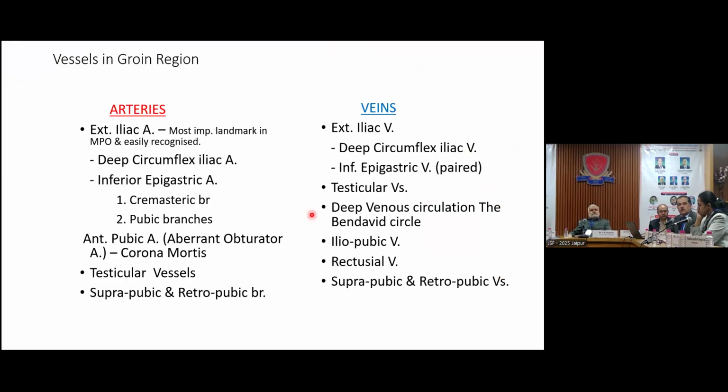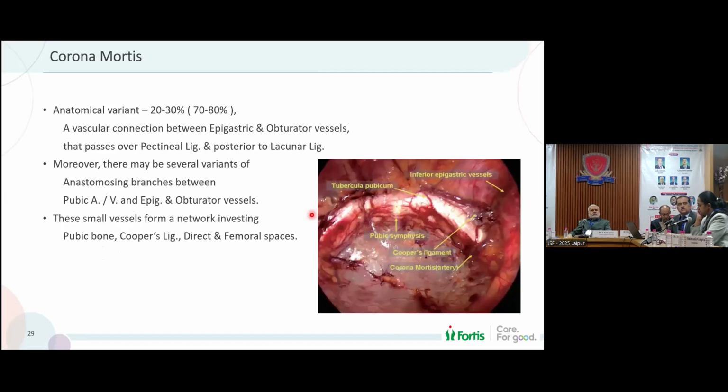These are the vessels in the groin region. We have already discussed the external iliac vessels, and the inferior epigastric and testicular vessels are the most common arteries and veins. And then the corona mortis. It's an aberrant obturator artery which forms a communication between the epigastric and obturator vessels and passes over Cooper's ligament, the pectineal ligament. We have to take care while dissecting the space of Retzius or while fixing the mesh, because it produces torrential bleeding if injured.